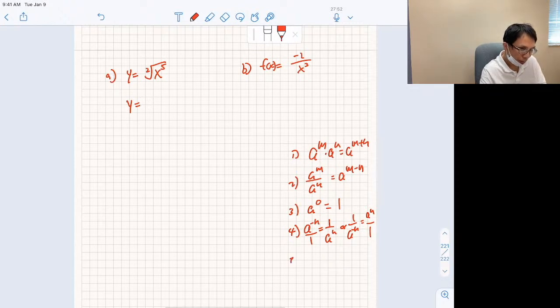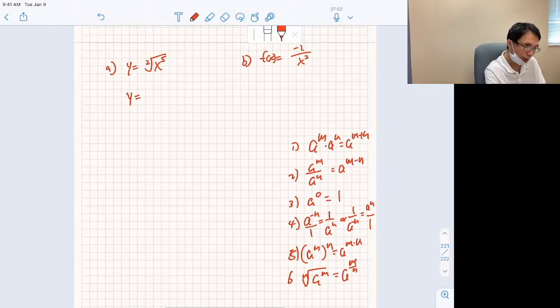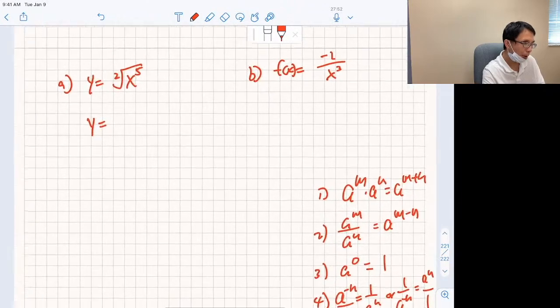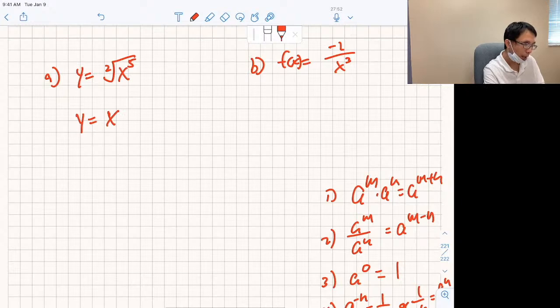So the fifth one, we're not going to use it for a while, but we will use it. The sixth is a to the m over n equals the nth root of a to the m. Those six rules are what we'll be using consistently when taking derivatives. Now, how would I apply those rules to help me here? You could rewrite the square root of x as x to which power? 5 halves.